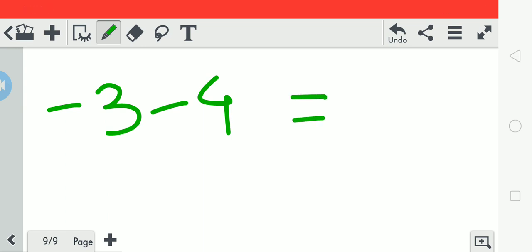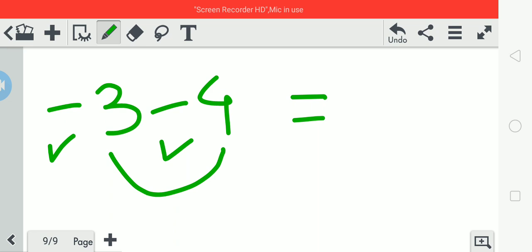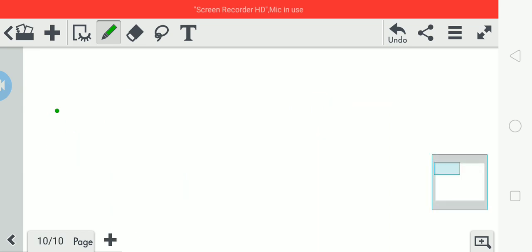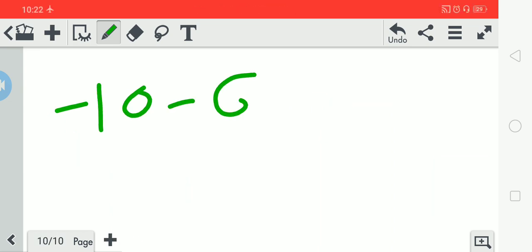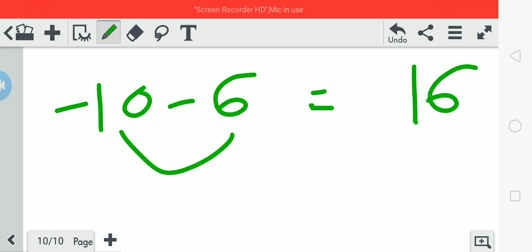Let's take an example for the second rule, minus 3, minus 4, right? Here the signs are the same, here is negative, here is also a negative sign. So in this case you have to do the addition. So 3 and 4 means 7, and the common sign is minus. Let's take a second example, minus 10, minus 6. Signs are the same, the common sign is minus. 10 and 6, 16. Signs are the same, that's why minus 16.